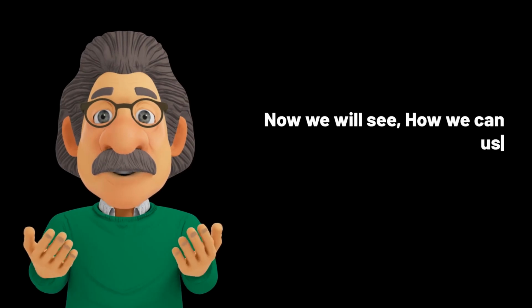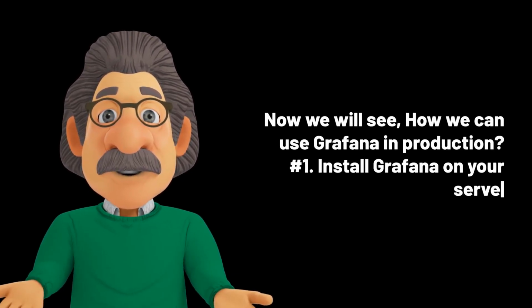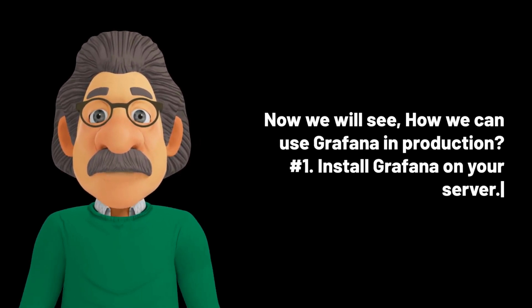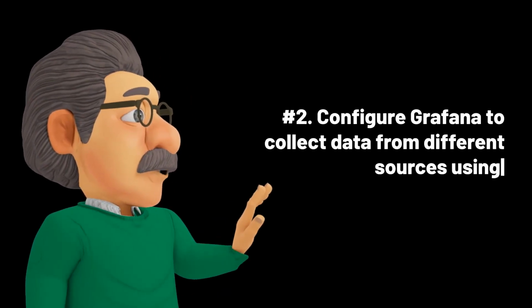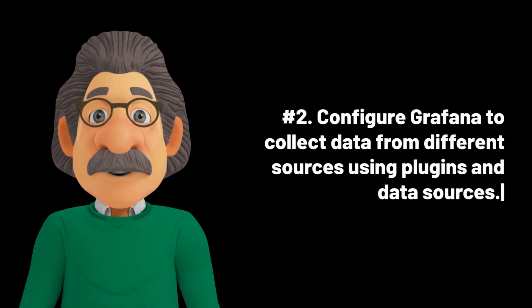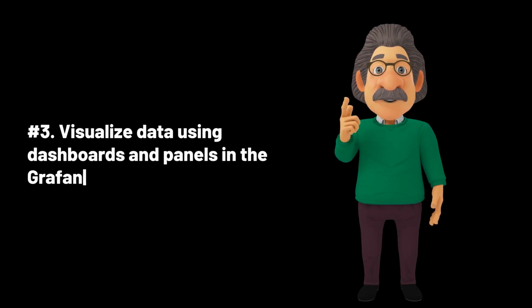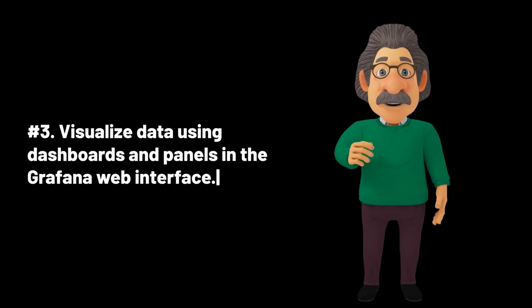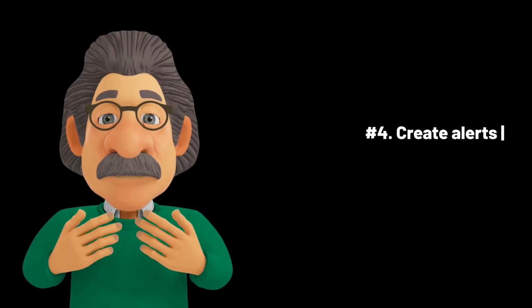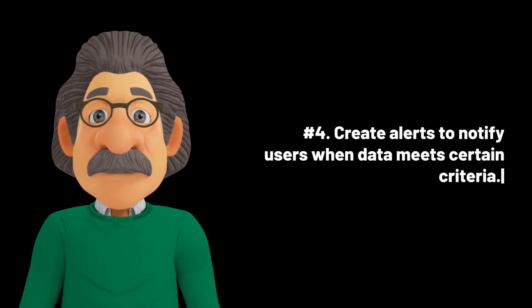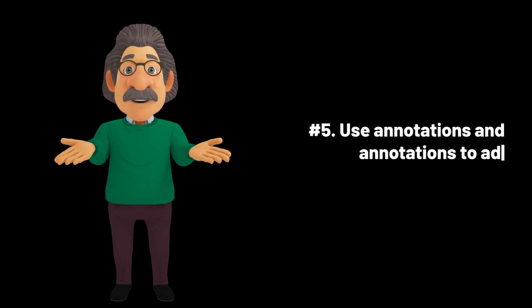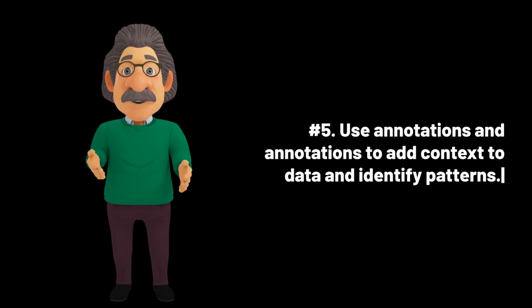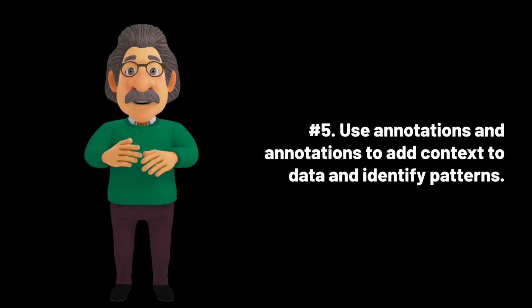Now we will see how we can use Grafana in production. Number 1. Install Grafana on your server. Number 2. Configure Grafana to collect data from different sources using plugins and data sources. Number 3. Visualize data using dashboards and panels in the Grafana web interface. Number 4. Create alerts to notify users when data meets certain criteria. Number 5. Use annotations to add context to data and identify patterns.